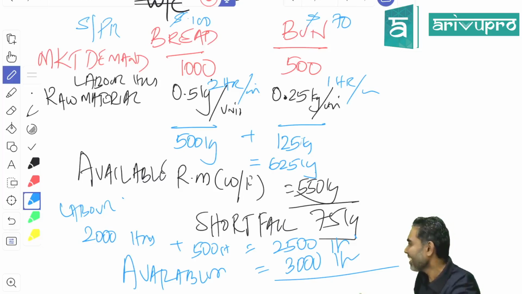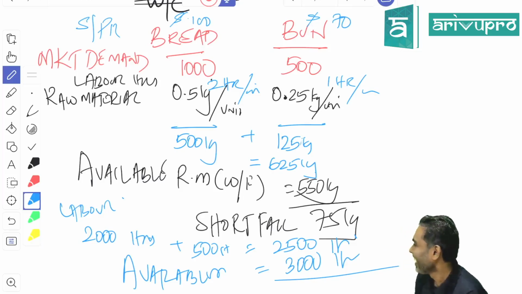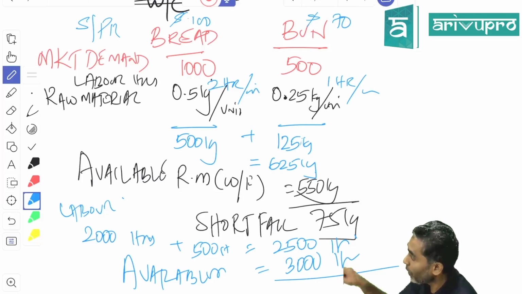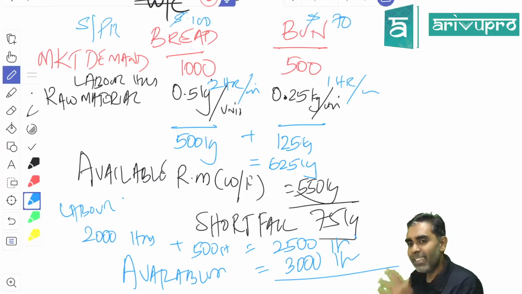So we have to find the labor. That's why I am asking you. This is the limiting factor. Take 0.25 kg for the bun and 0.5 kg for the bread. Any other answers? No answers.